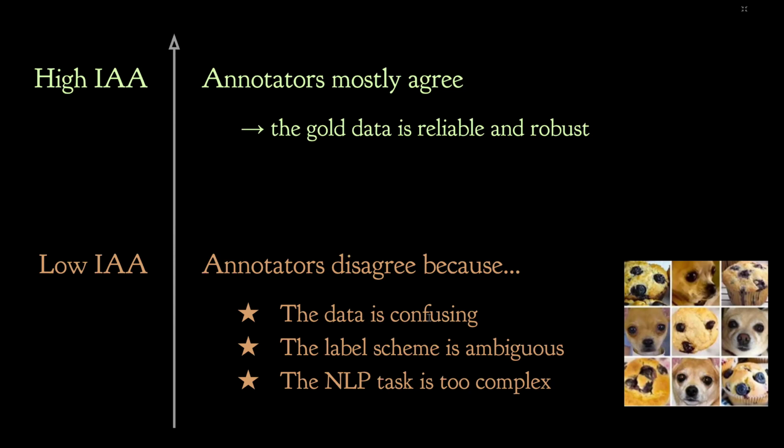I think we had lower annotator agreement on the first example. And basically what happens there is the annotators disagree, and you need to figure out why. Maybe the data is confusing, maybe the label scheme is ambiguous, maybe the NLP task is too complex, and there's just too many sort of decision points to take for the annotators, and it's just difficult to get to the same result, basically.